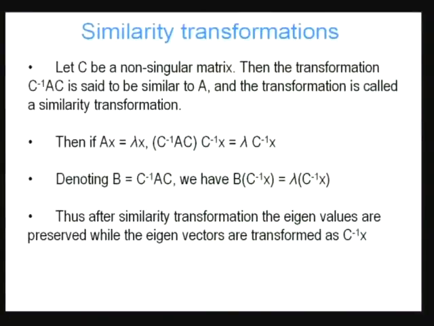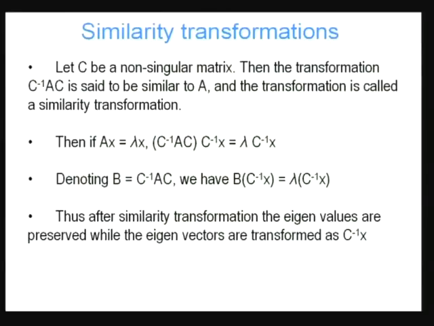This last equation has the exact structure of an eigenvalue problem, which becomes evident if we replace C inverse AC with B. So we can write B operating on C inverse x is equal to lambda times C inverse x. Thus, we see that after similarity transformation of A, the similar matrix C inverse AC has the same eigenvalues as A. It has the same eigenvalues lambda, but its eigenvectors are no longer x, they are now C inverse x. Thus, after similarity transformation, the eigenvalues are preserved while the eigenvectors are transformed as C inverse x.